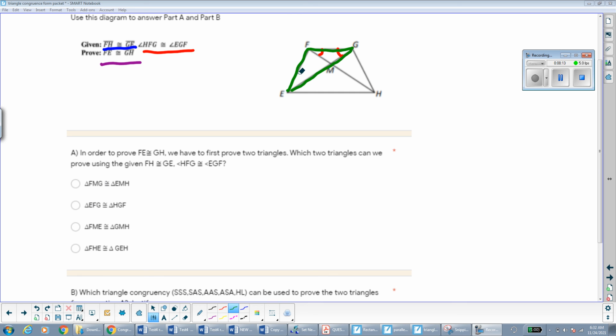So the first triangle I highlighted over here has FE, which is what we're trying to prove as one of its sides, and has GE, which is part of our givens, as another one of its sides, and it also includes the congruent angles. I'm going to highlight the other triangle here that includes both of these parts.